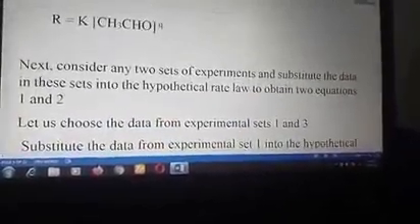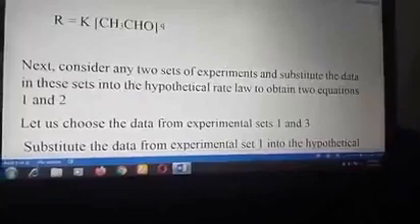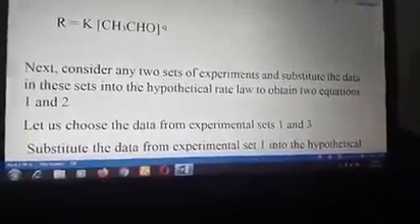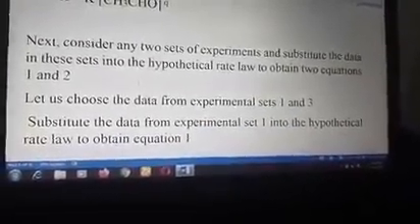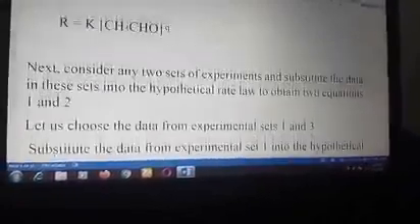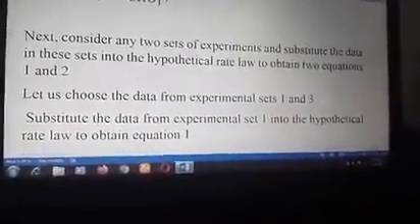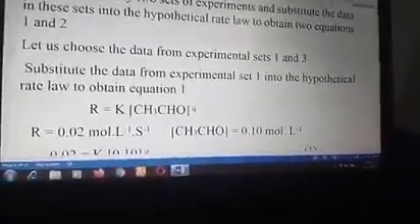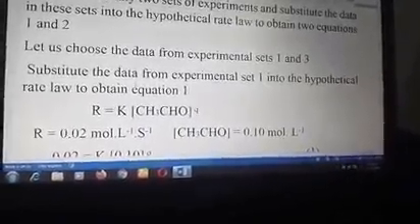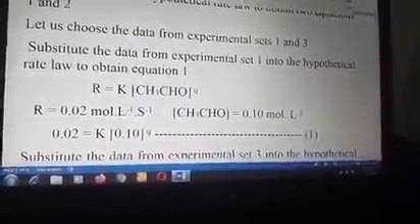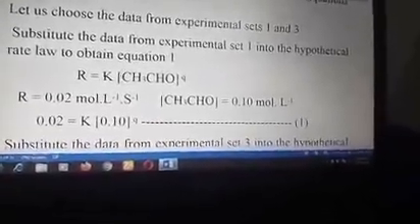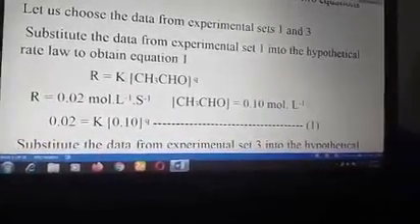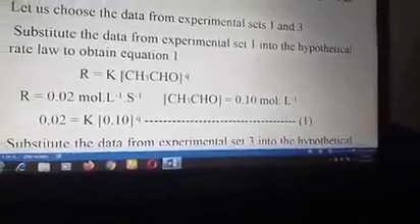Next, consider any two sets of experiment and substitute the data in these sets into the hypothetical rate law to obtain two equations 1 and 2. So we go to the data, choose any two sets convenient for you, and then substitute into this equation. I would say we're going to choose sets 1 and 3. You can still choose 1 and 2 or 1 and 4. So substitute the data from set 1 into the hypothetical rate law. From set 1, our rate is 0.02. Our ethanol concentration is 0.10 from the table. So replace rate with 0.02, and replace ethanol concentration with 0.10 raised to power Q.